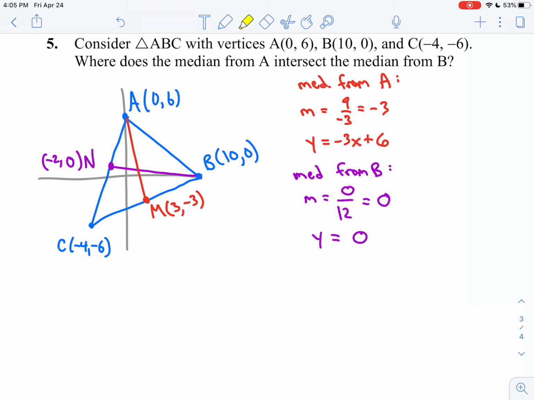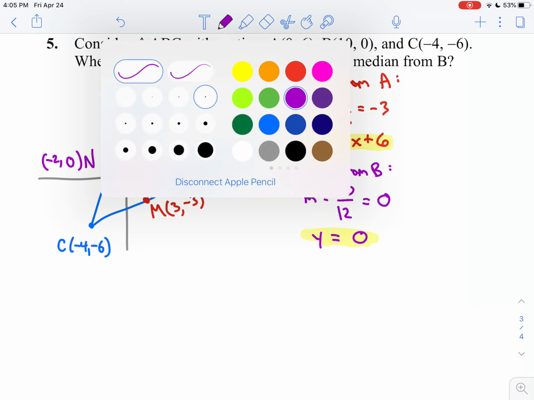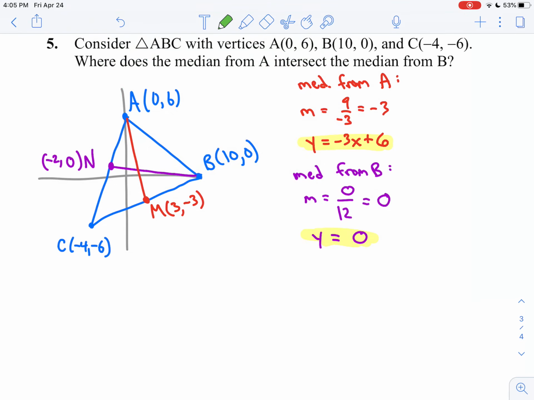So let me grab that highlighter. So now there's our red median, there's our purple median. We're looking for the point of intersection. The cool thing here is that they're already both y equals. So to me, that is a perfect substitution scenario. Love it when a plan comes together. So we have an x value of positive 2.